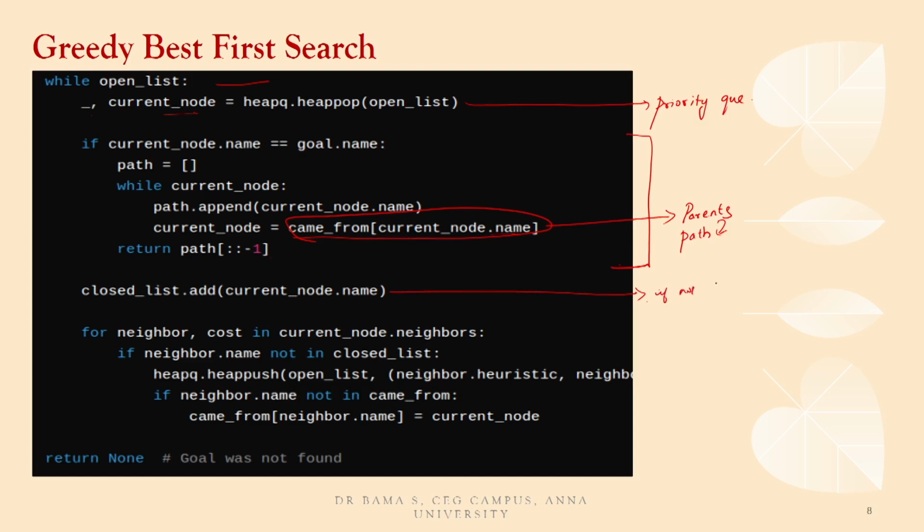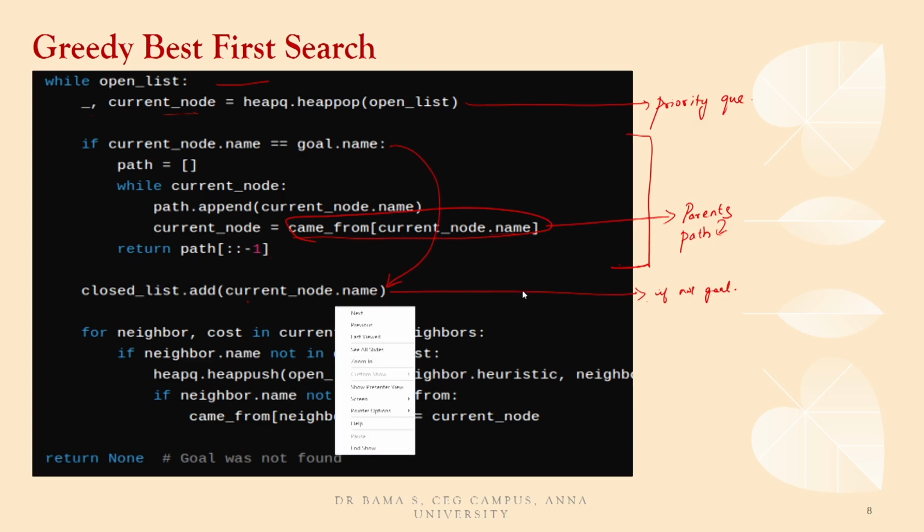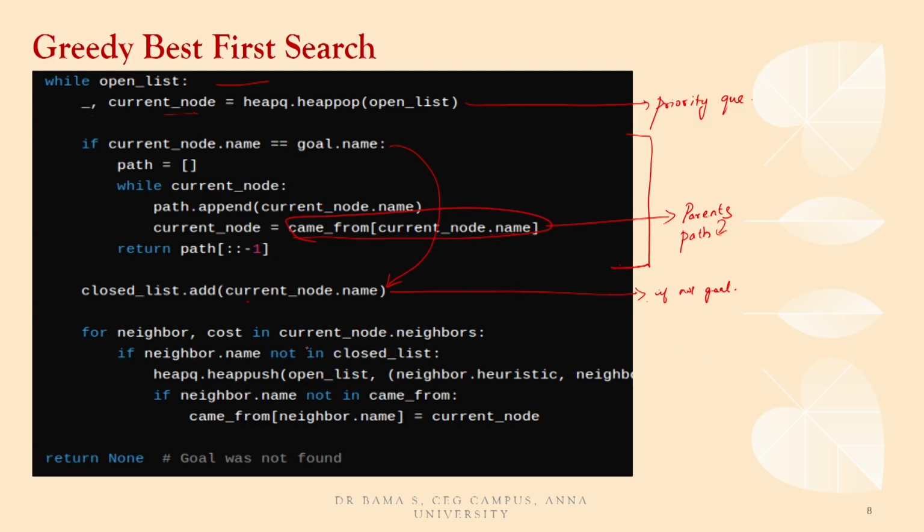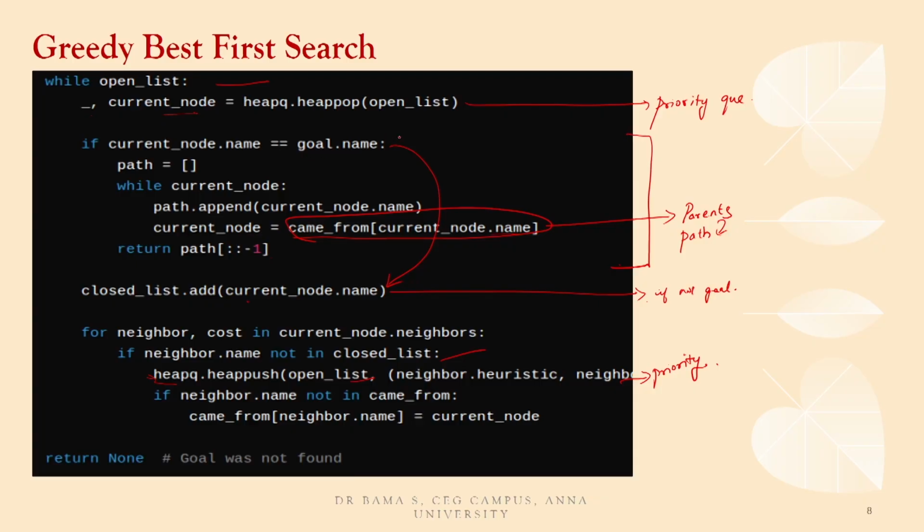If not goal, then the expanded node will be added to the closed list. After the closed list, it will check the immediate neighbors. If a neighbor is not in the closed list, push that into the open list, and this again will check for the minimum cost. This is again the priority queue. And if the neighbor is not in the parents tree, add that to the dictionary, which is the variable came_from. So, this goes on and on until the goal is found.